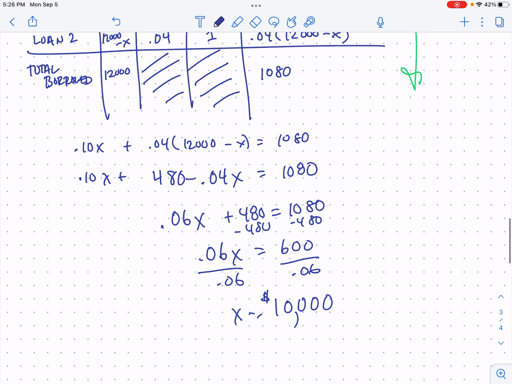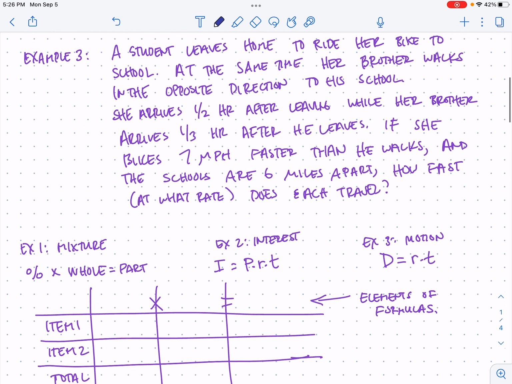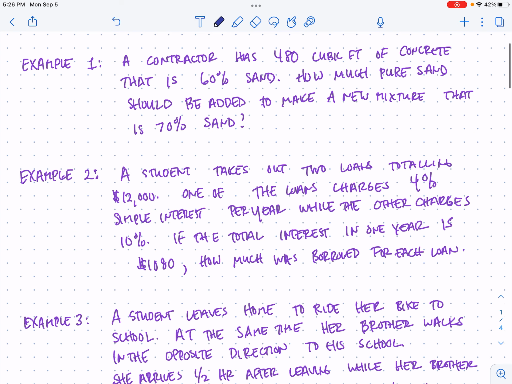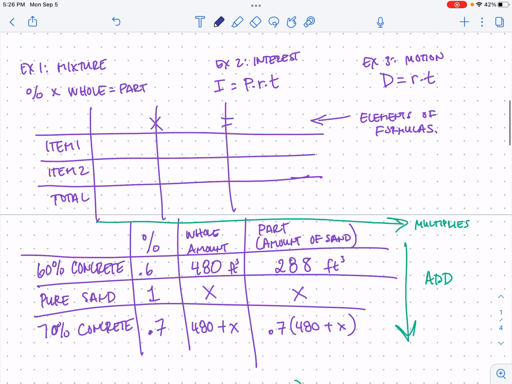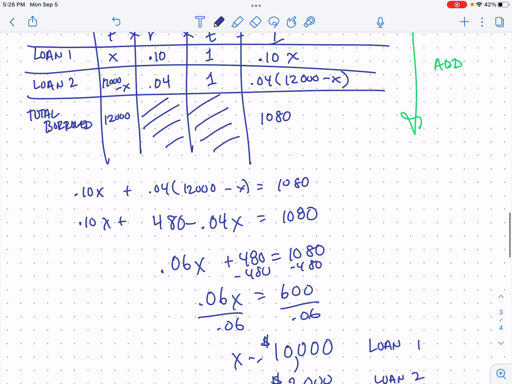I also know that my other loan, so that represents my loan 1 amount. My loan 2 amount was $12,000, so this must be a $2,000 loan. I hope those were the numbers I originally used. Yes. All right, so that's a second way we can use the table.